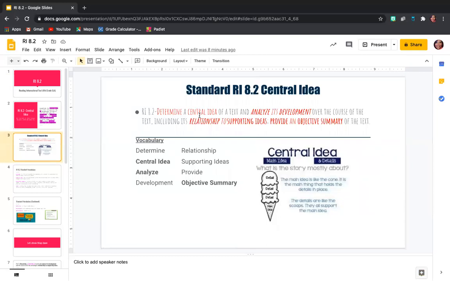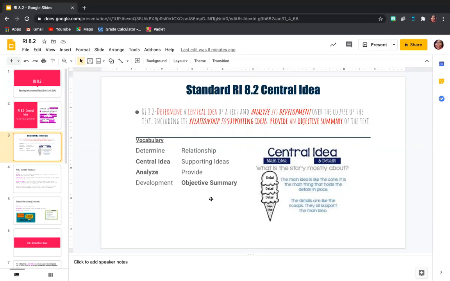Your academic vocabulary is very important for you to understand, as it relates to the standard and what you may know, because you will see these questions or this type of vocabulary in the questions we provide you on your tests and on your quizzes. Central idea: determine, analyze, development, relationship, supporting ideas, provide an objective summary. I want you to pay close attention to the words that are bolded in this presentation, because those are the main important ones in this standard that you will need to know and be able to understand.